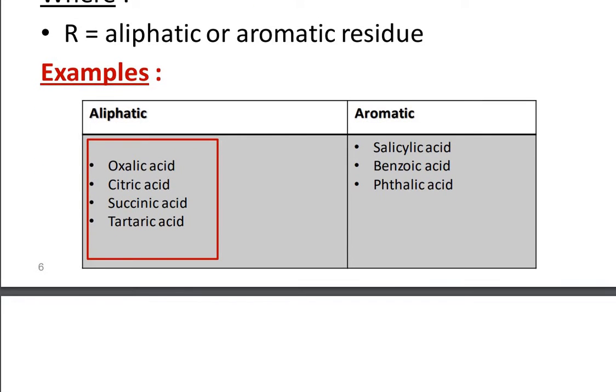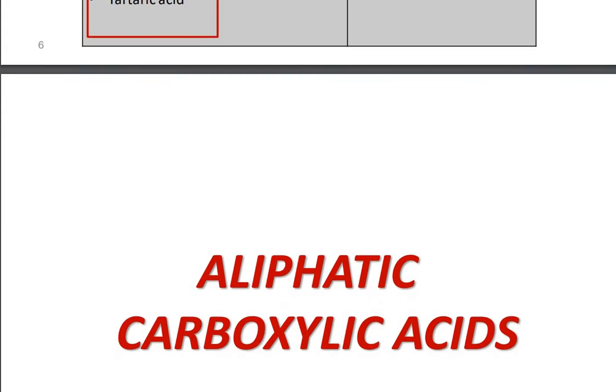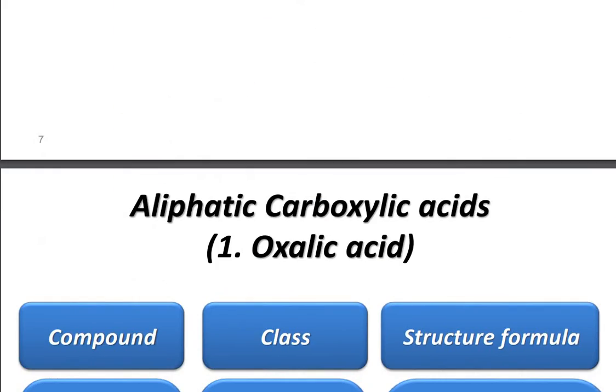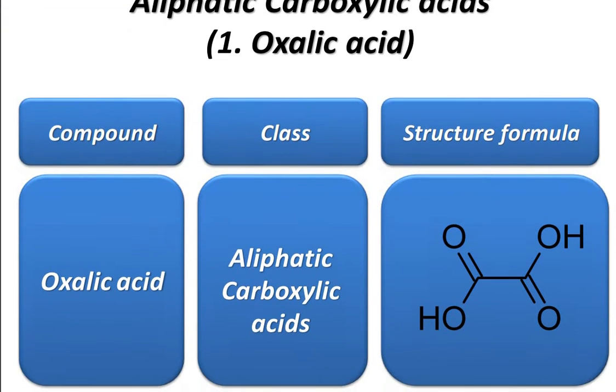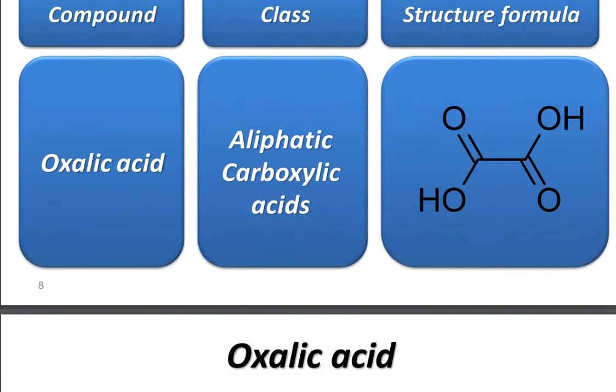Now examples. Aliphatic: oxalic acid, citric acid, succinic acid, and tartaric acid. Aromatic: salicylic acid, benzoic acid, and phthalic acid. Now, aliphatic carboxylic acid, for example, oxalic acid. So, compound oxalic acid, class aliphatic carboxylic acid, and in a structure you can see here. This is the structure of oxalic acid.